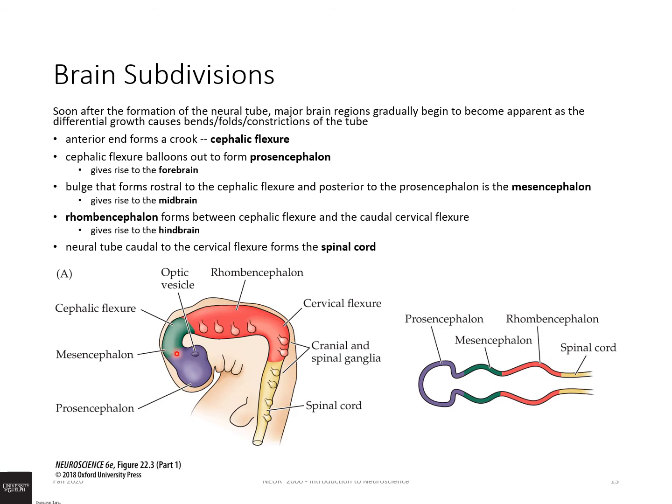Now the rhombencephalon forms between the cephalic flexure and the caudal cervical flexure. So this region here in red, cross section to there, that gives rise to the hindbrain. And the neural tube that's caudal to the cervical flexure is what forms the spinal cord.